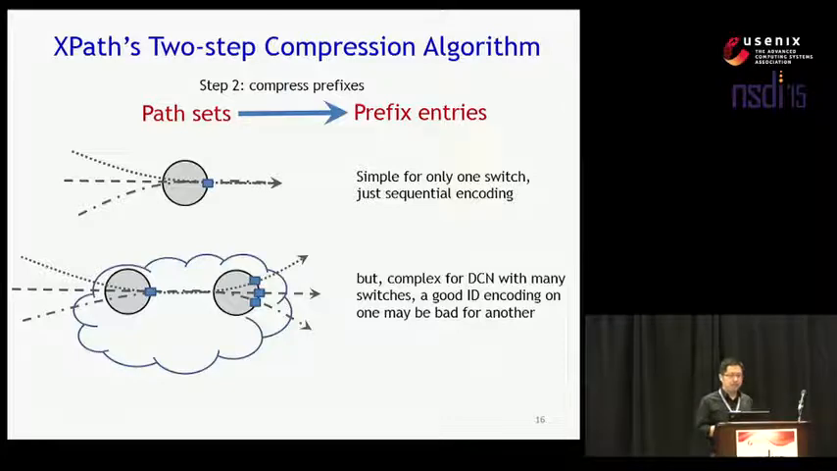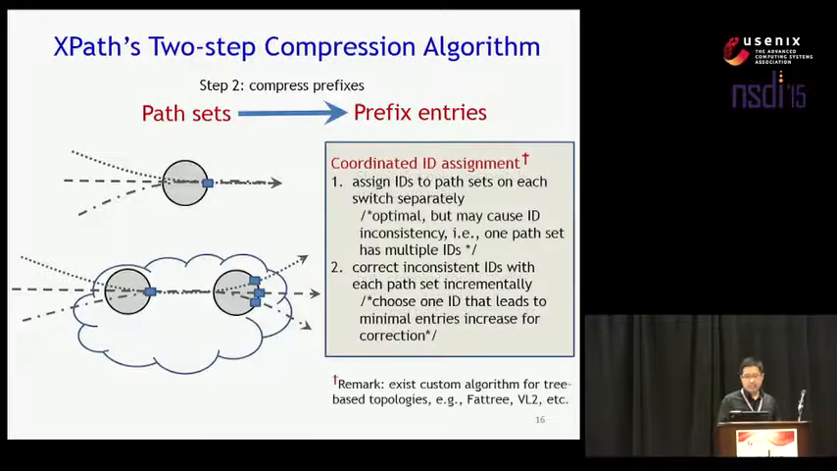To solve this problem, we designed coordinated path ID assignment. Basically, the idea is that we first assign IDs to path sets on each switch individually, which may lead to an optimal result, but it will cause an inconsistency problem, because one path can have different IDs on different switches. In the second step, we incrementally correct this path ID inconsistency. I will skip the details of the algorithm, and in our paper, we have a detailed description of it.